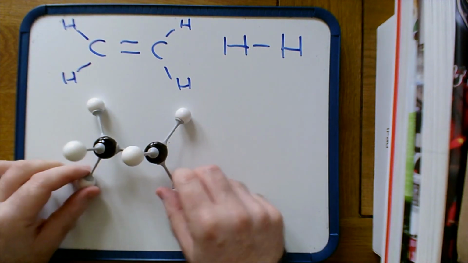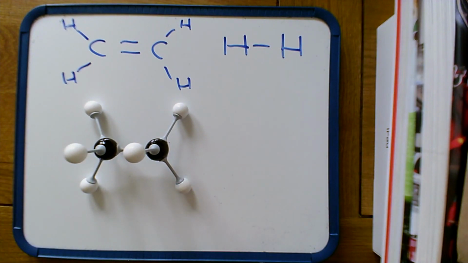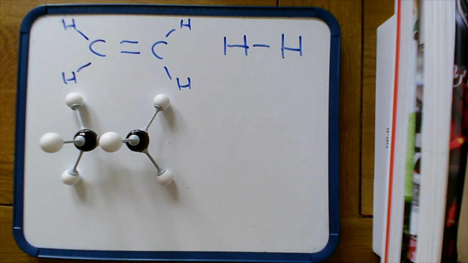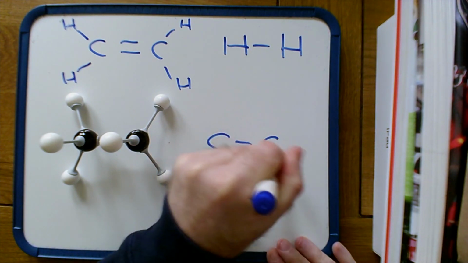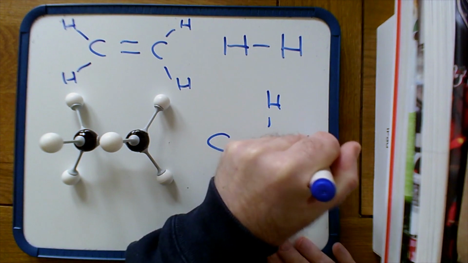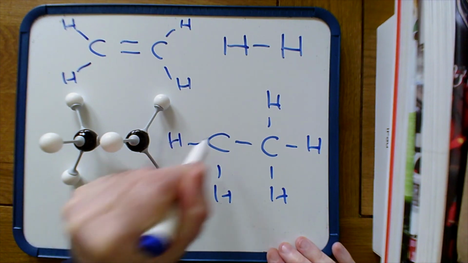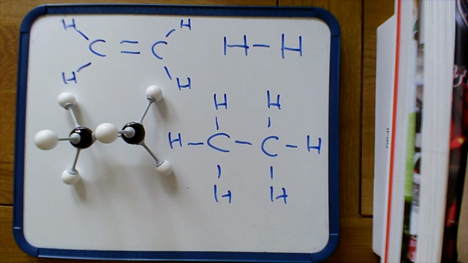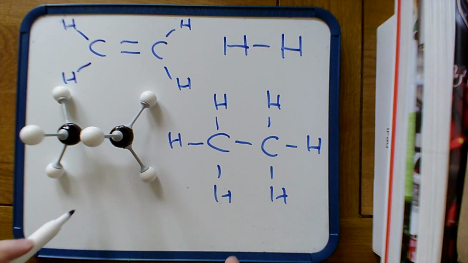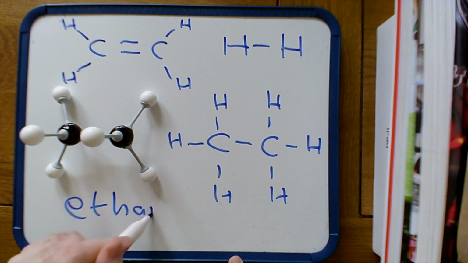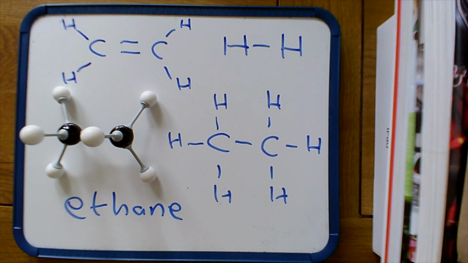So I've got an addition reaction because I've ended up joining two molecules together, and I get a single product. My single product is now saturated because it's made up of all single bonds. In this reaction, my saturated product is called ethane because ethene plus hydrogen makes ethane. Its molecular formula is C2H6, and its structural formula is written there with all the bonds shown, and you can see clearly that it is a saturated molecule consisting of all single bonds.